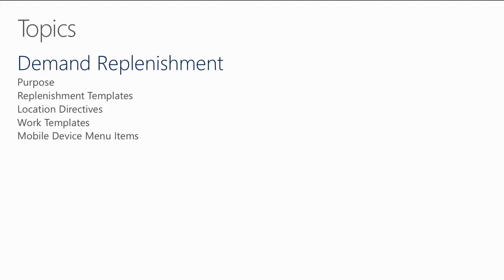Okay? So we're taking smaller quantities from the bigger locations and putting them into smaller locations so that workers don't have to move as far to perform their picks. We'll talk about the purpose. We'll talk about how you can configure replenishment templates in various ways to control the behavior of replenishment. And again, location directives tell us where to get stuff, where to put it. Work templates tell us what we have to do. And mobile device menu items tell us what the system will look like when we're interacting with it.